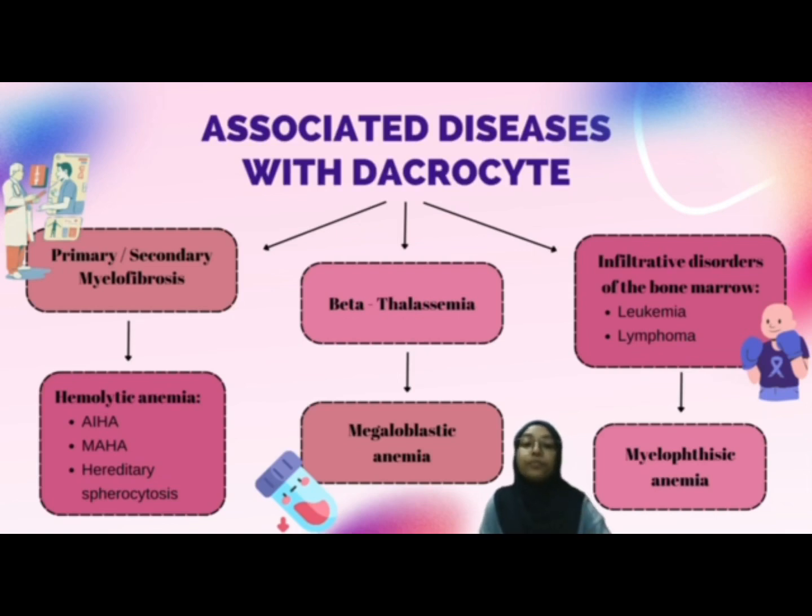Next, the third disease is infiltrative disorders of the bone marrow, which involve leukemia and lymphoma. Leukemia is a kind of cancer that affects the blood and bone marrow, the spongy tissue inside bones where blood cells are made. It involves the excessive production and buildup of abnormal white blood cells, which obstruct the healthy blood cells' ability to function normally.